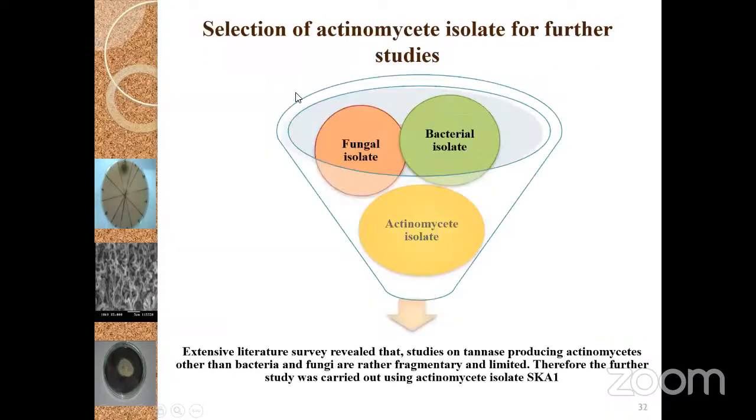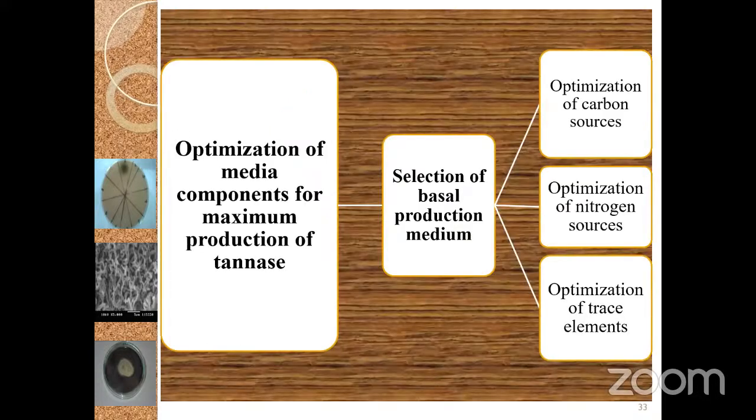Then the selection of the potent tannase producer for further studies. Among these 3 different isolates, we have chosen the actinomycetal isolate because the extensive literature survey revealed that studies on actinomycetes, other than bacteria and fungi, are fragmentary and limited. Therefore, the further study was carried out using this actinomycetal isolate SKA1.